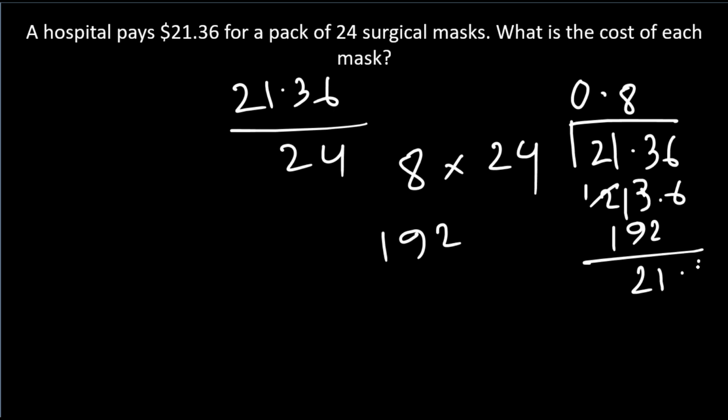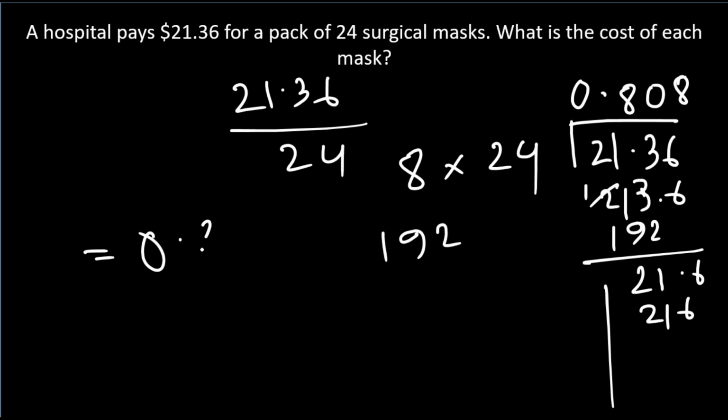So here we take 0.6. Again 24 will not go into 21, so we need to use a 0, and it becomes 216. It will become 216, so it gives the answer like this. So the answer is 81. The cost for each mask will be $0.81, or 81 cents.